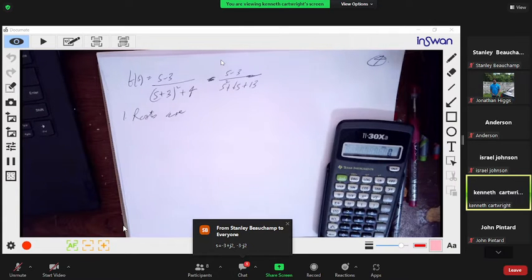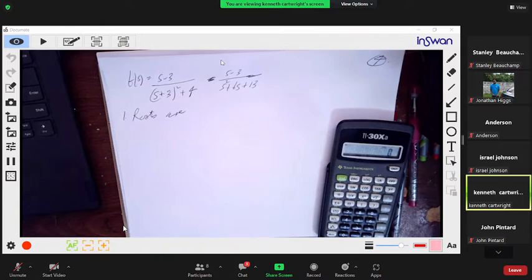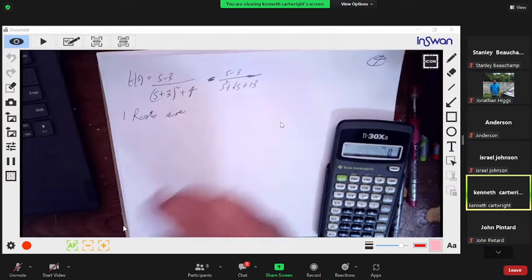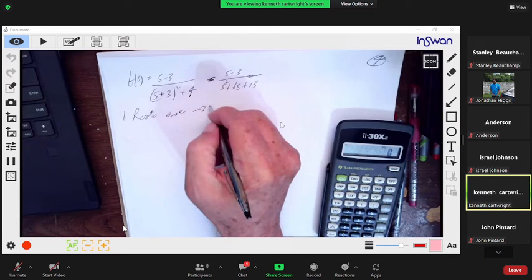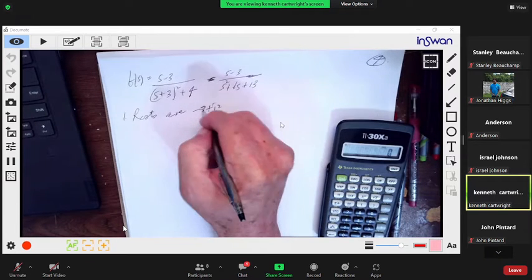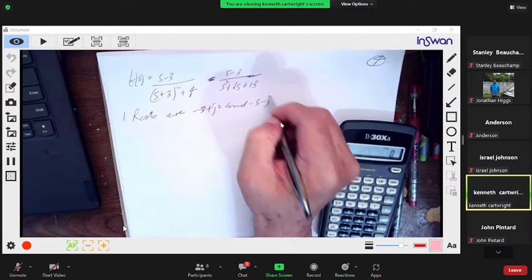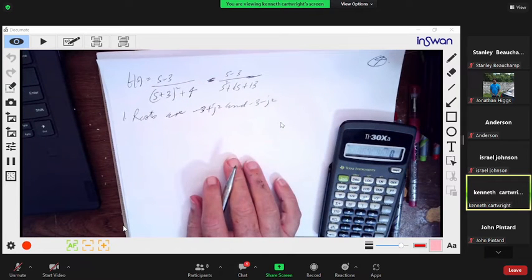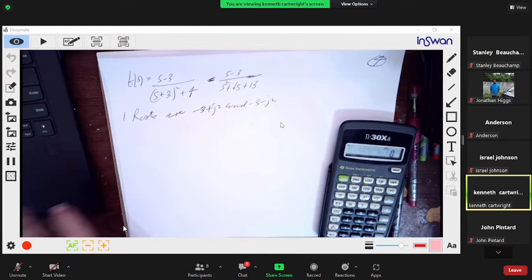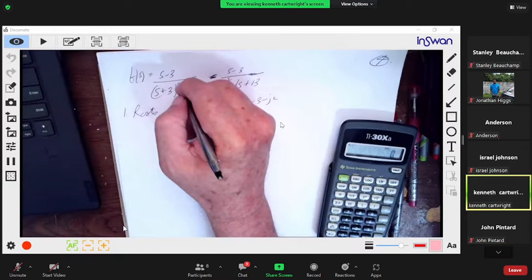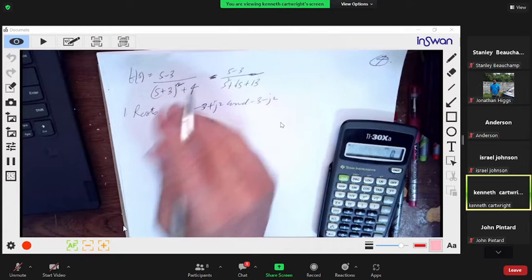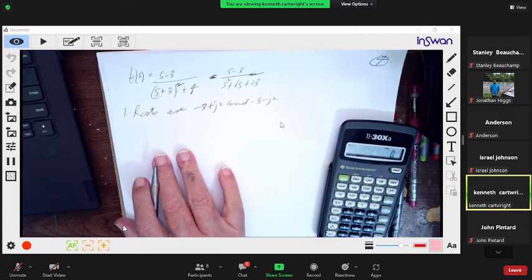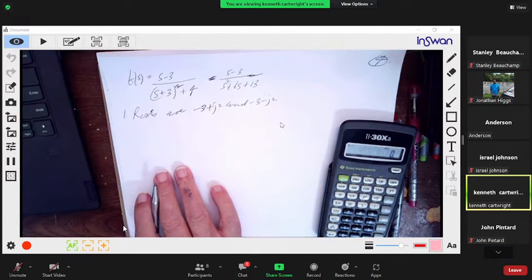That's right, Miss Buchamp, but why did you send it to everybody? All right. So the roots are negative 3 plus j2 and negative 3 minus j2. And everybody should be able to do that. That was last lesson, so I'm not going over that again.